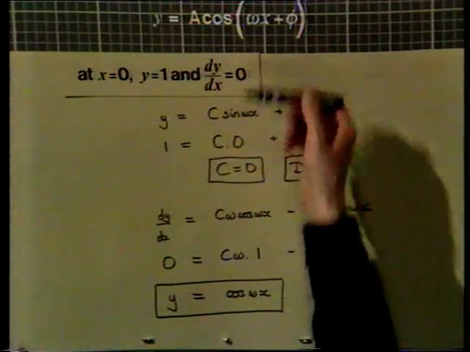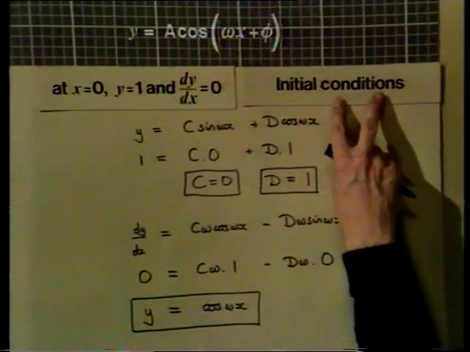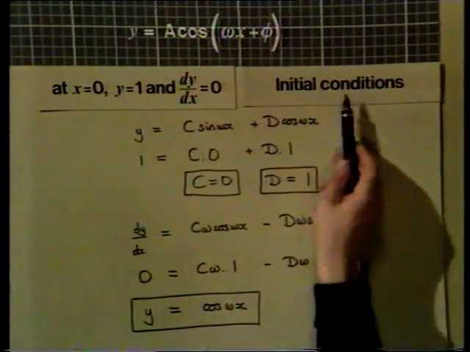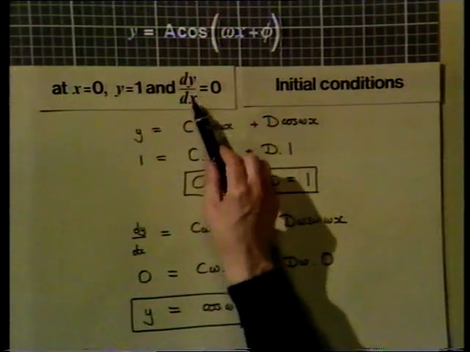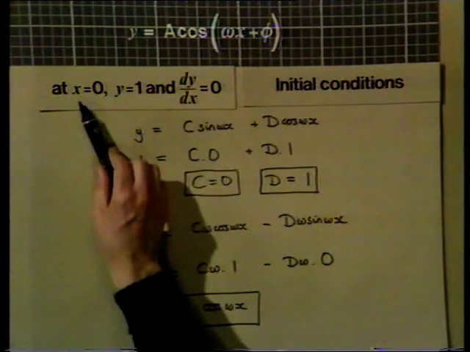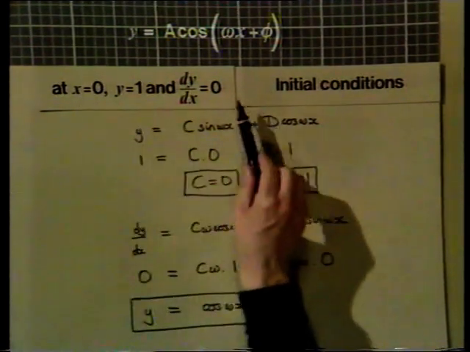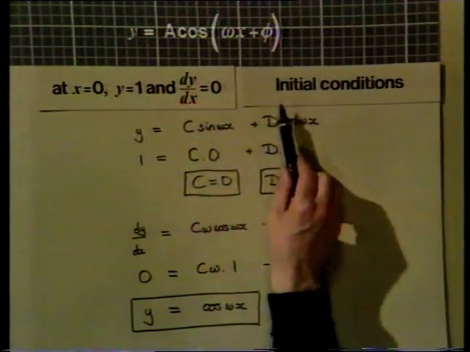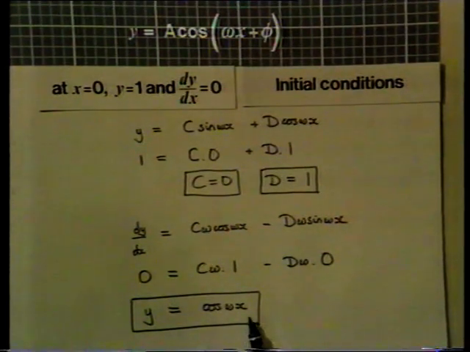Now there's something rather special about these two conditions. They're called initial conditions. And the reason for that is because the value of y and the value of dy by dx are both specified at the same initial value of x. Now, whenever I have initial conditions like these, I can go through a procedure like this and end up with a unique solution to the differential equation.